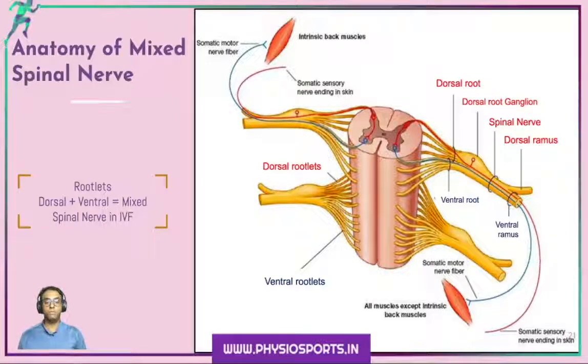The dorsal and ventral rootlets give rise to dorsal and ventral roots. Now, dorsal and ventral roots join together at the intervertebral foramen to form the mixed spinal nerve. The dorsal and ventral roots unite within the region of the IVF to form the mixed spinal nerve. The mixed spinal nerve is short and almost leaves immediately, and it divides into the dorsal ramus, that is the posterior primary division, and the ventral ramus, that is the anterior primary division.